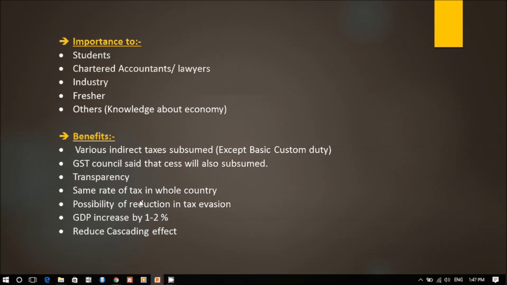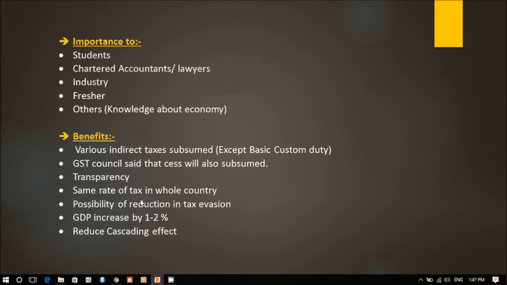There would be the same rate of tax in the whole country. What does it mean? You can think that on a particular product there are various tax rates in the different states. If you are talking about VAT, then it may be possible that the rate of VAT on a similar product is different in different states. But now under the GST, those rates would be the same.